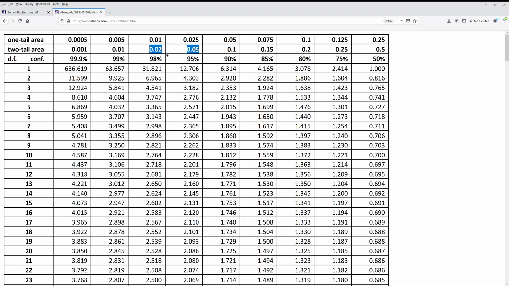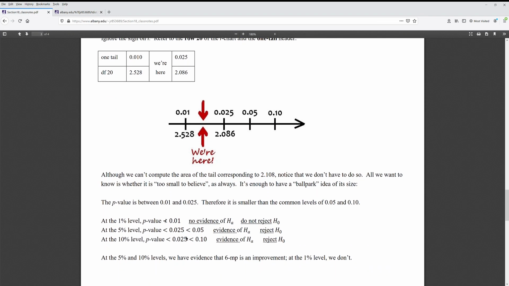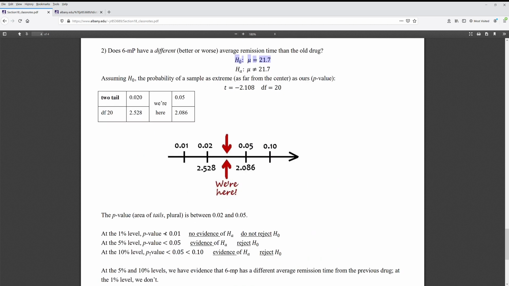The two-tail area, our current two-tail p-value, the area of both tails, the probability of getting a sample as far away from 21.7 as ours is, well, it's between 2% and 5%, 0.205. It's not enough to change any of our answers in this case, but it is a little bigger than it was. It does change our logic a bit.